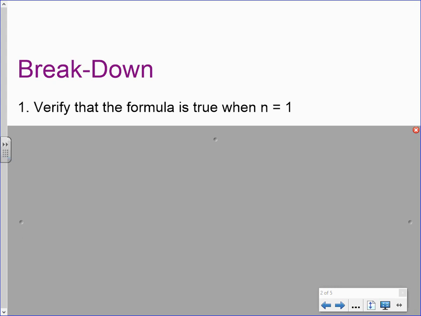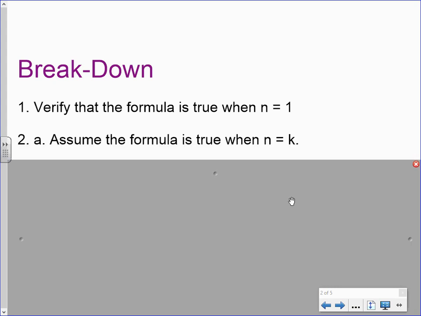Now, all of these are going to be like sum formulas. We are going to prove shortcuts for summations, okay? So when you see S, S is like the sum of some pattern, okay? Which is why we're talking about it in this chapter, because we've been doing sequences and series, or we at least did before we did probability. Okay.